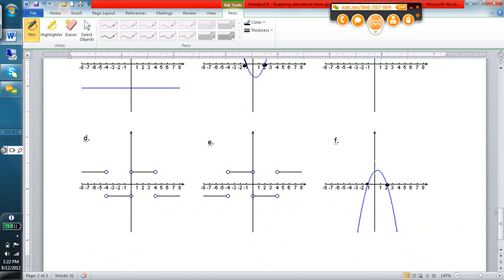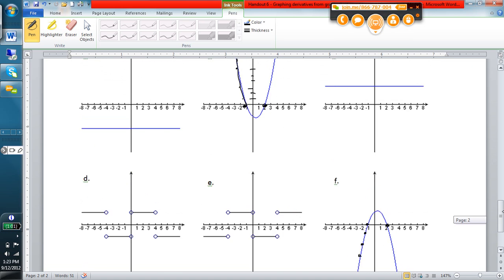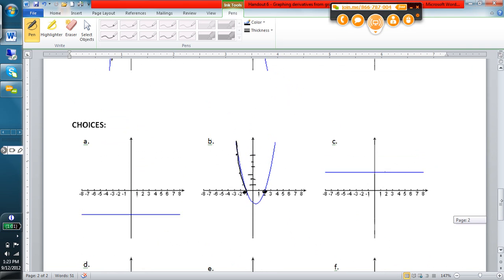What about the other side? The F doesn't look too good because these are negative numbers for the derivative. Remember, this is graphing f prime, or whatever the derivative is. This is negative numbers for the derivative. Negative 5, negative 3, negative 2. Okay. So it doesn't look like F is it.